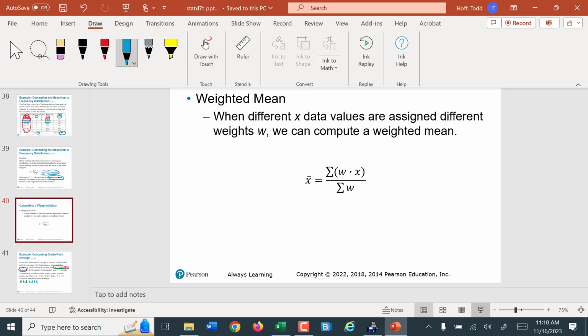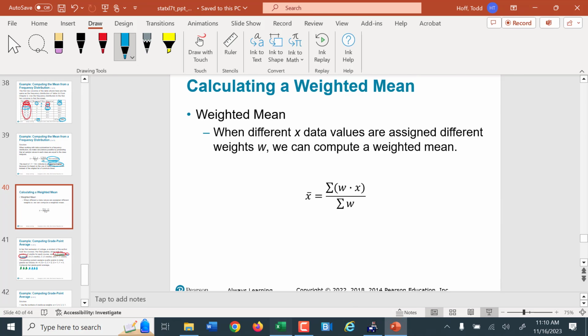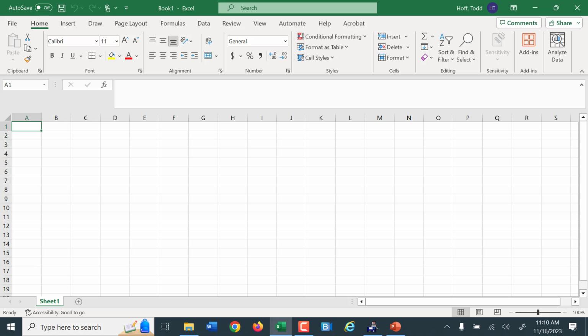So now I want to take a peek at Excel and how we would use Excel for each of these calculations. So I'm going to do 2 data sets here, A and B. Data set A is going to be 7, 16, 11, 14, and 12. Notice, I'm going to put it down here, n equals 5. There's 5 data points there.